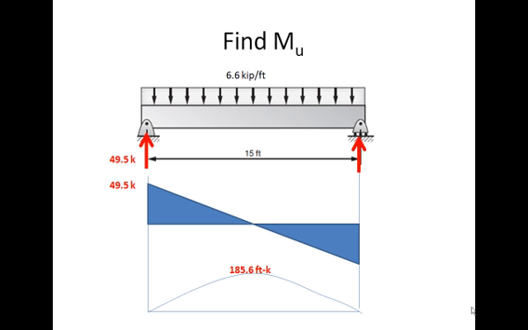To find the moment, which in this case is M sub u, I simply calculate the area under the shear diagram. Since this is a triangular area, the area is simply 1/2 base times height. Our base is 7.5 feet, and our height of this triangular area is 49.5 kips. Taking 1/2 times 7.5 feet times 49.5 kips, we find a maximum moment, Mu, on this beam as being 185.6 foot kips.